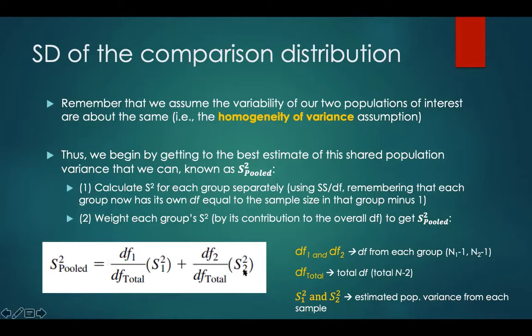So df1 in this formula and df2 are the degrees of freedom from each group, so n1 minus 1 and n2 minus 1. df total is the total sample size, so big N minus 2. That's the sample size across these two groups, minus 2. And S squared 1 and S squared 2 are the estimated population variances that we've calculated from each of these samples.